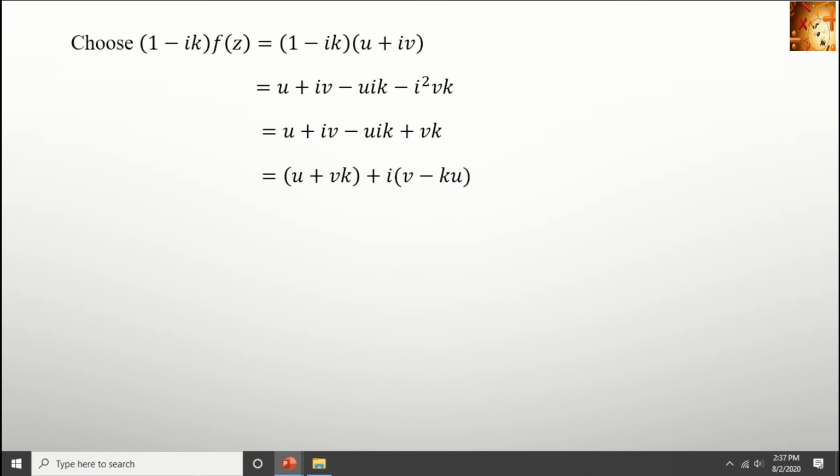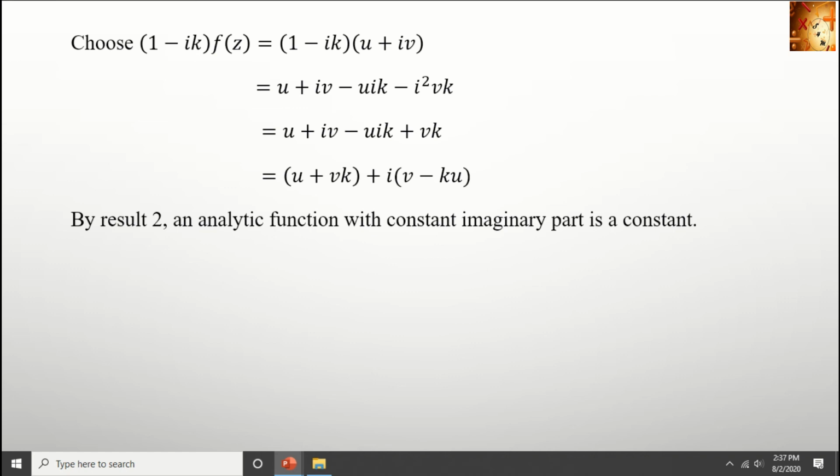So here v minus ku equal to 0, which means it is the imaginary part of (1 minus ik) into f of z. It is given that f of z is an analytic function, so any linear combination or scalar multiplication of f of z is again analytic. So (1 minus ik) into f of z is again an analytic function. v minus ku is the imaginary part of that analytic function.